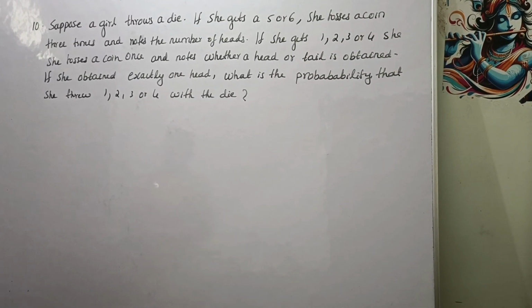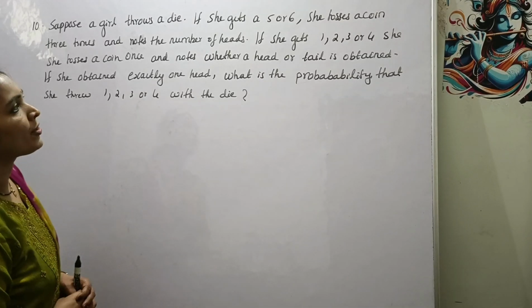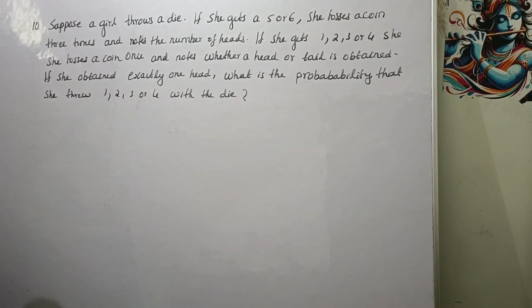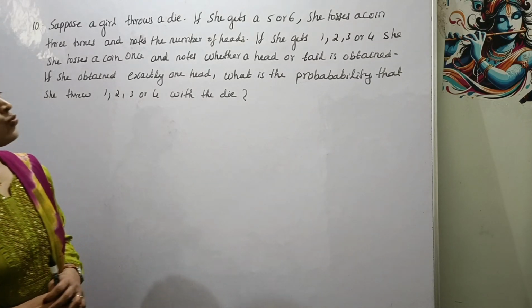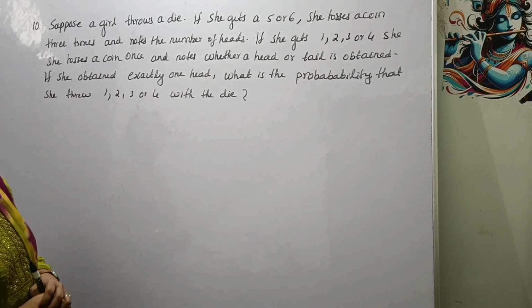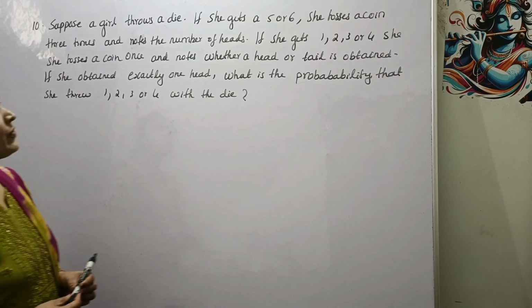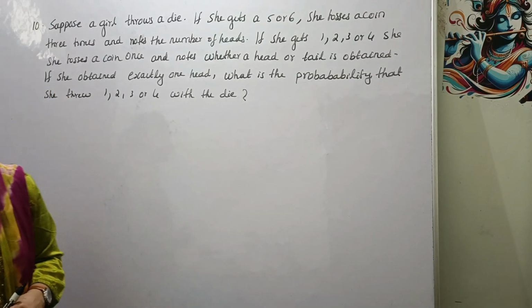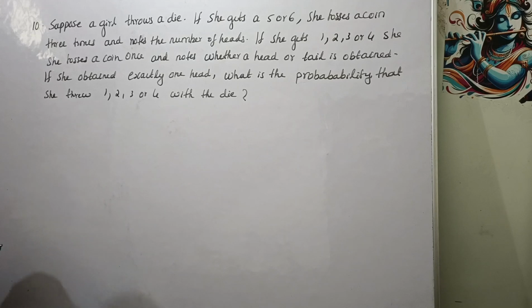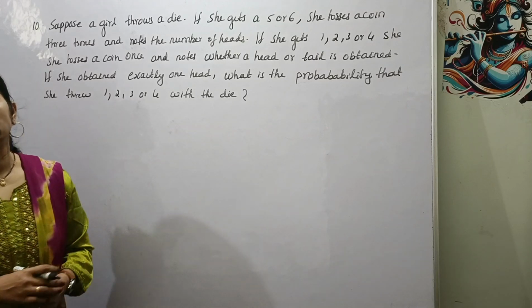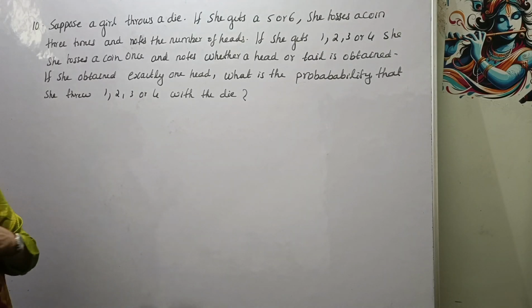Suppose a girl throws a die. If she gets a 5 or 6, she tosses a coin 3 times and notes the number of heads. If she gets 1, 2, 3 or 4, she tosses a coin once and notes whether a head or tail is obtained. If she obtained exactly one head, what is the probability that she threw 1, 2, 3 or 4 with the die? See here, two cases are there, right?